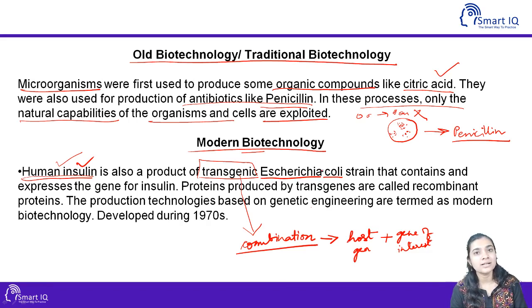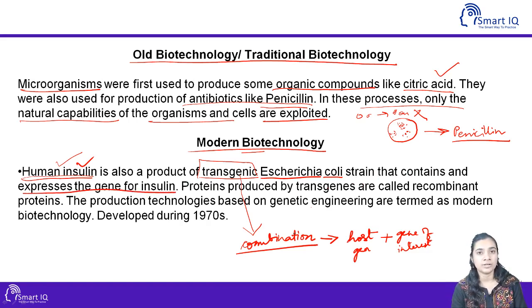The answer to that lies in the fact that the genome of the Escherichia coli is manipulated, and the genome of this particular bacteria is fitted with the genes that are responsible for the production of the insulin hormone in the human body. Therefore, the bacteria produces the large scale insulin in industries. It is the Escherichia coli strain that contains and expresses the gene for insulin.